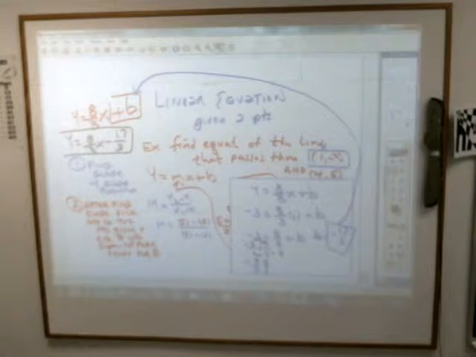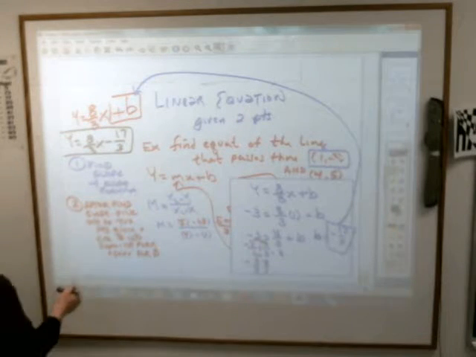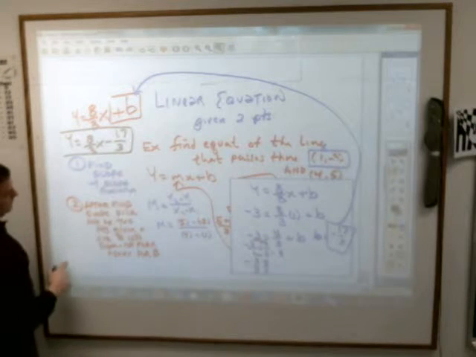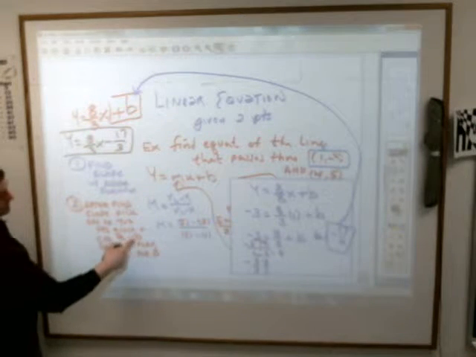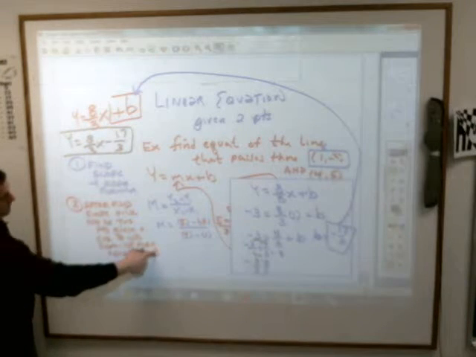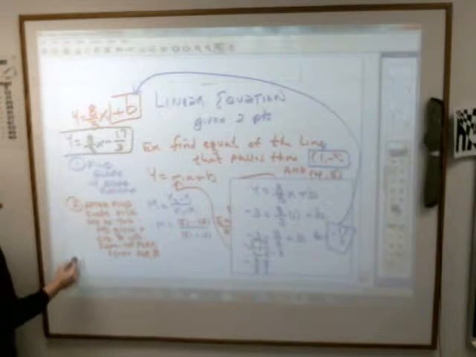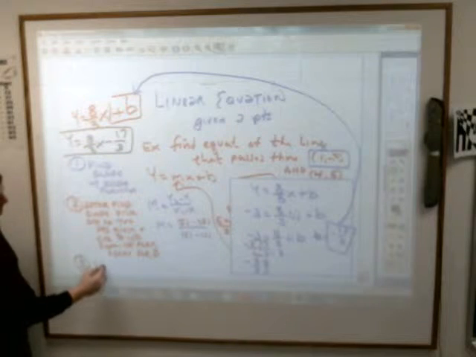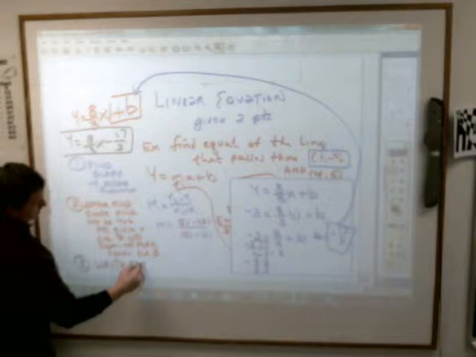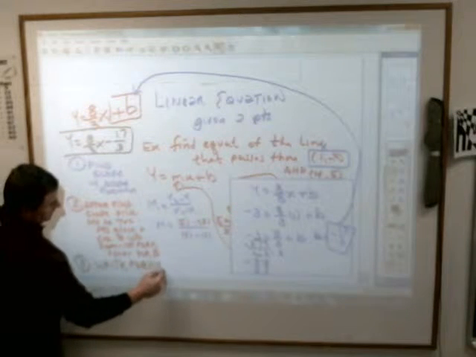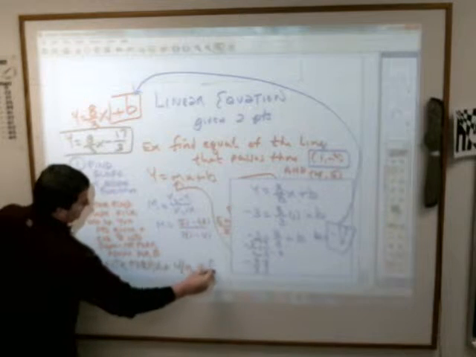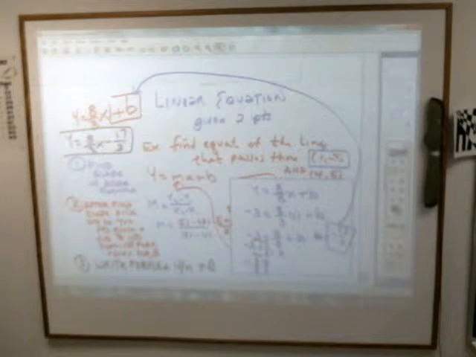Jackson? Can you read this? After finding the slope, pick one of the 2 points you were given, substitute those numbers into the slope-intercept form, which was this, and solve for the letter B. And then the last thing is to write your formula. Formula with your M's and your B's. And that's it, children. Nothing harder.